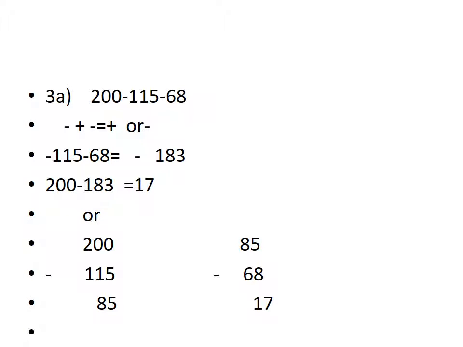Or you can follow the second method. You subtract one by one. 200 minus 115. Answer will come 85. 85 minus 68. You will get the same answer, that is 70.